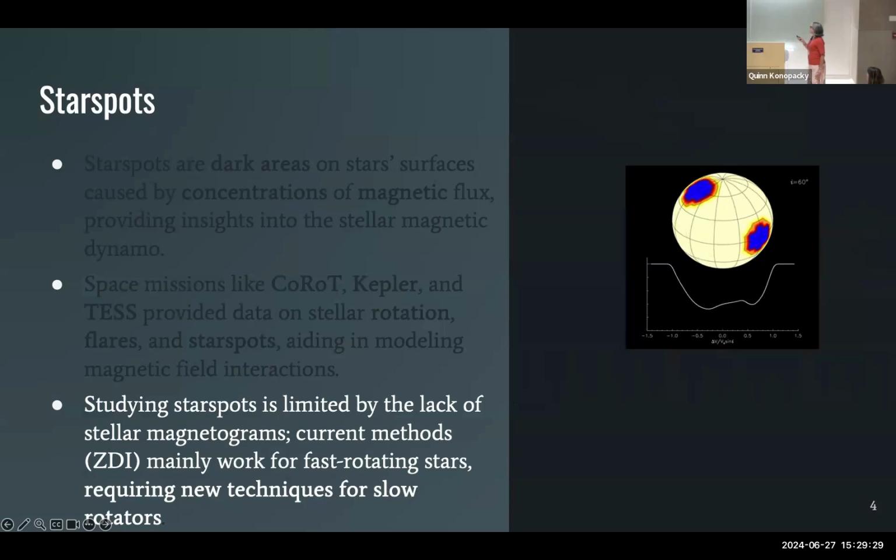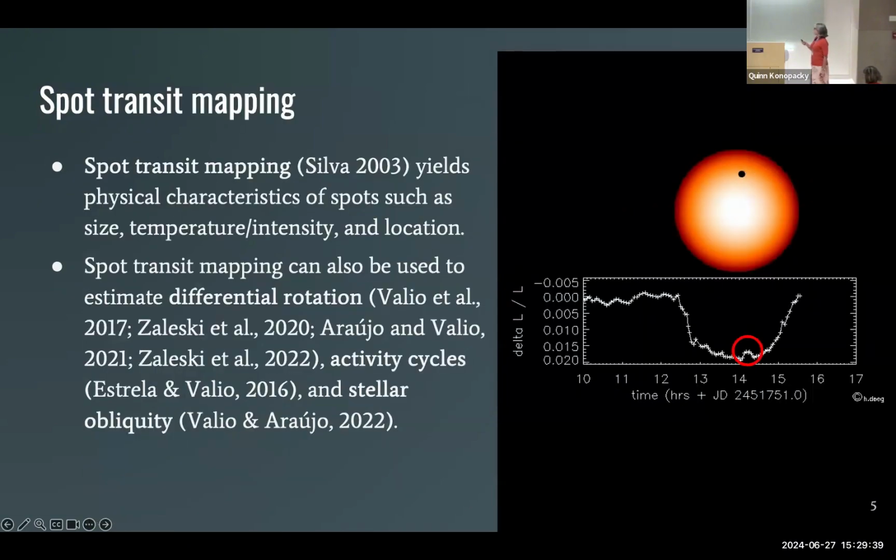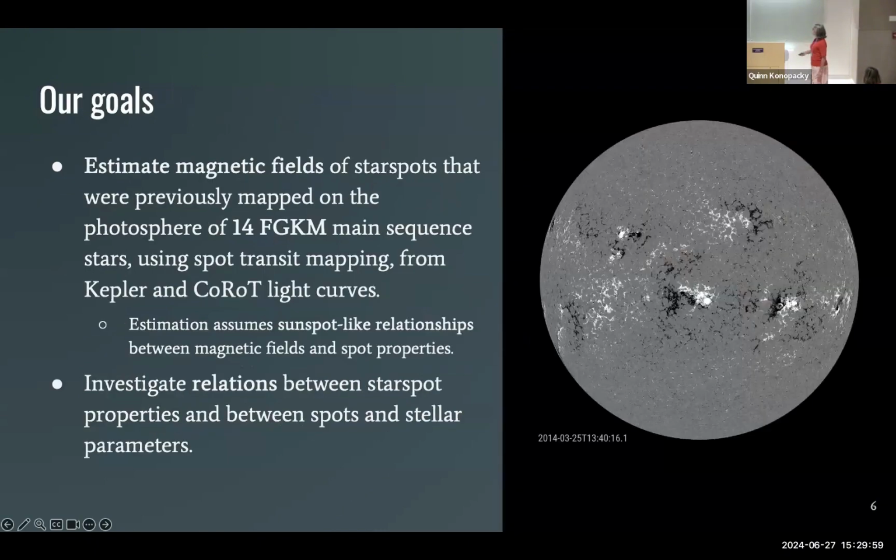ZDI only works for rapid rotators, and I'm going to be talking about stars that have a rotation period larger than 5 days. Basically, in this method, when a planet transits a star, it might occult a spot on the surface of the star. When it does that, it generates a bump on the transit light curve. By modeling this, we can estimate the size and the intensity of the spot. So our goal then was, how can we do this?